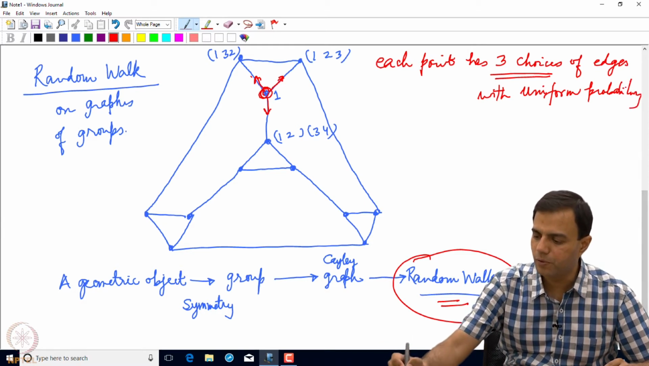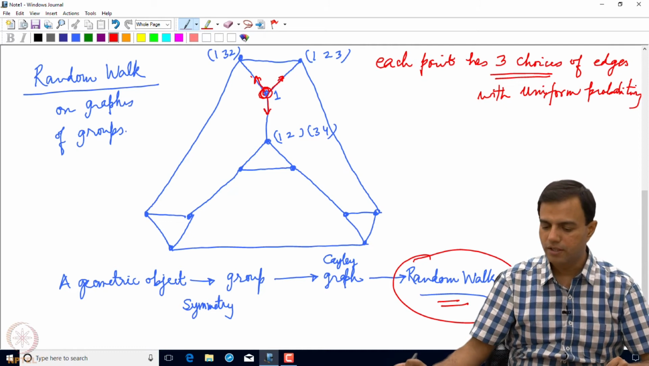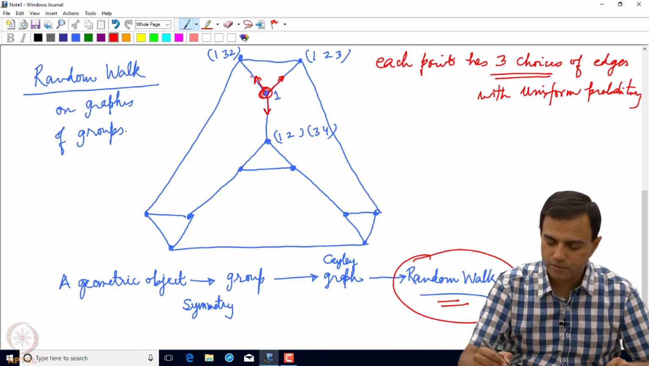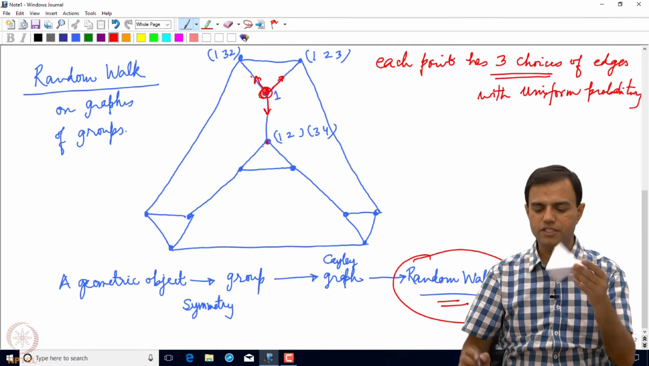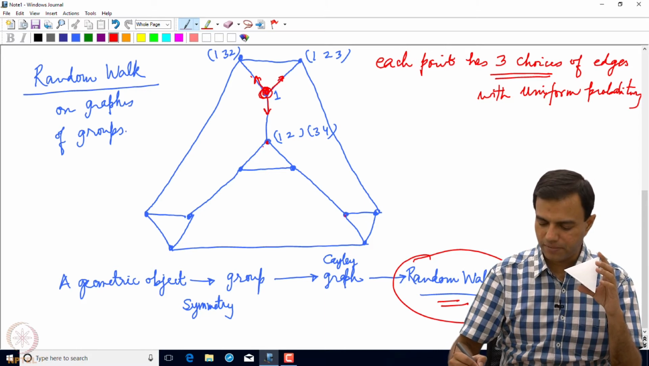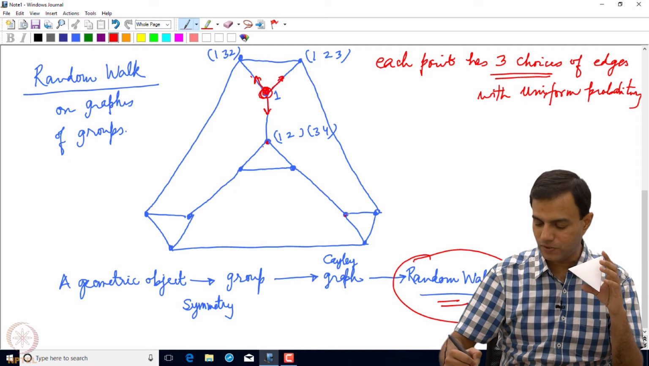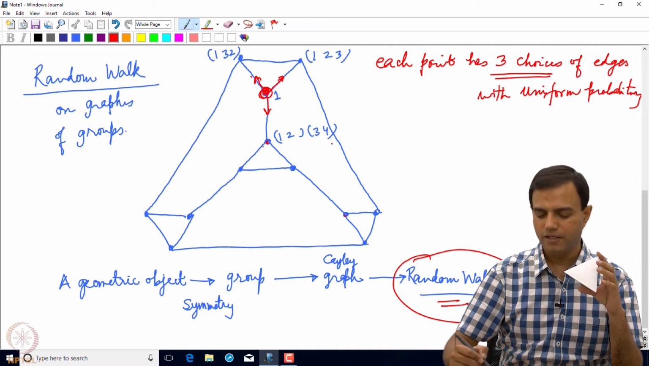So uniform probability is 1 by 3 in this case, because there are 3 choices. Suppose with 1 by 3 probability it comes here, again there are 3 possibilities. So take your system, take the configuration which is initially say at the identity position, and through a number of steps it can go anywhere. It can come here, it chooses this with 1/3 probability, chooses this with 1/3 probability, chooses this with 1/3 probability.